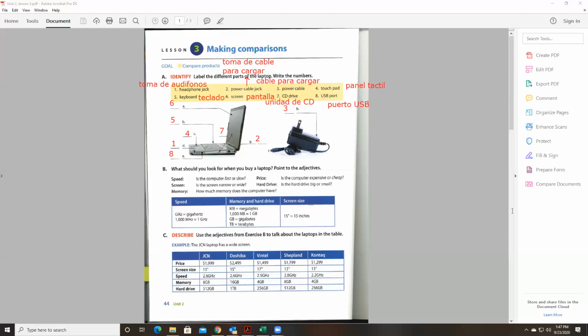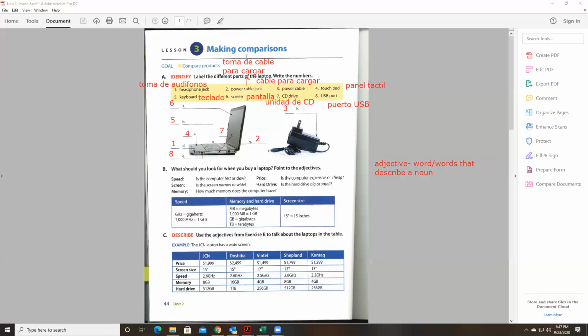Now that we have that, I'm going to go ahead and save it so I don't lose any of it. It says B, what should you look for when you buy a laptop? It says point to the adjectives. Remember, an adjective is a word or words that describe a noun.